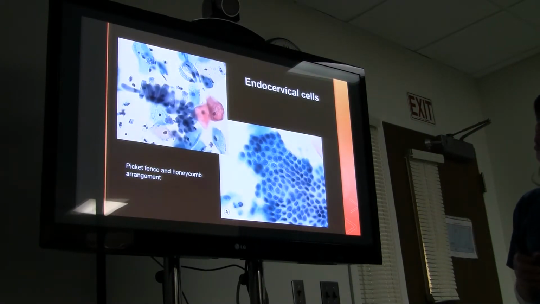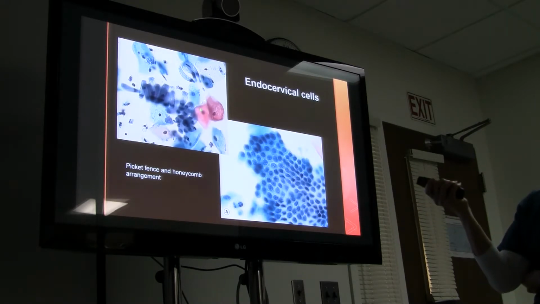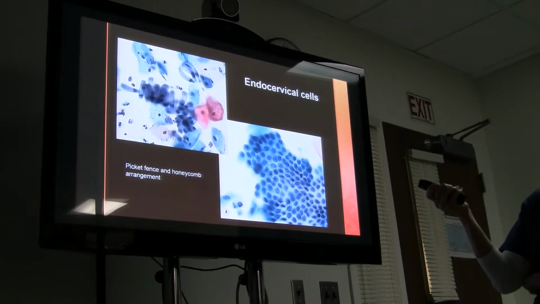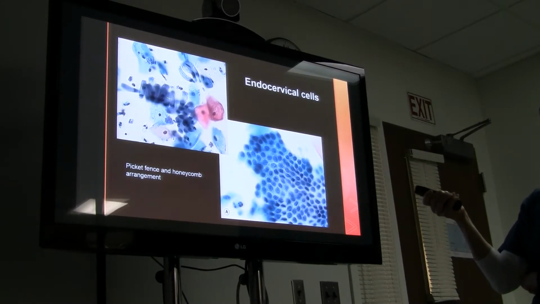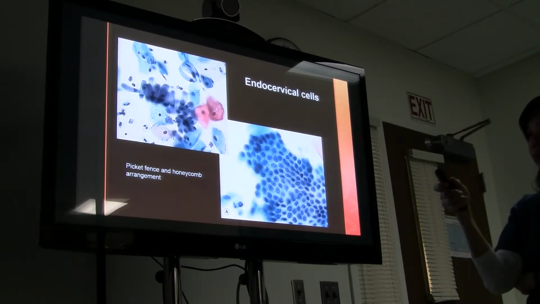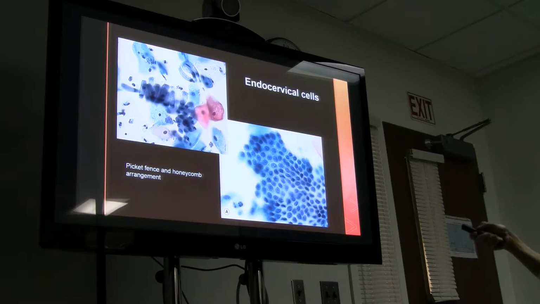Okay, so here is a high power on the Pap stain. There are some superficial cells with a small pyknotic-looking nucleus, intermediate cells here, squamous cells. Here's another superficial cell with a small pyknotic nucleus. And then you see this tall columnar shape with the tiny little nucleus at the bottom, okay? See, they kind of line up in a picket fence, side-by-side arrangement. And then they also appear in a flat sheet of what we call the honeycomb pattern. So you're looking at a big sheet like this, okay?